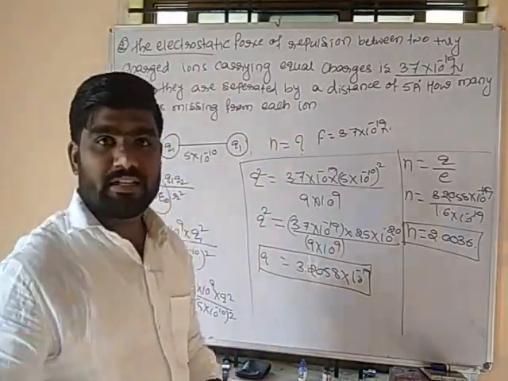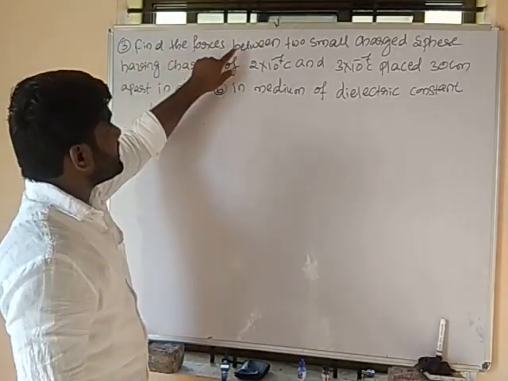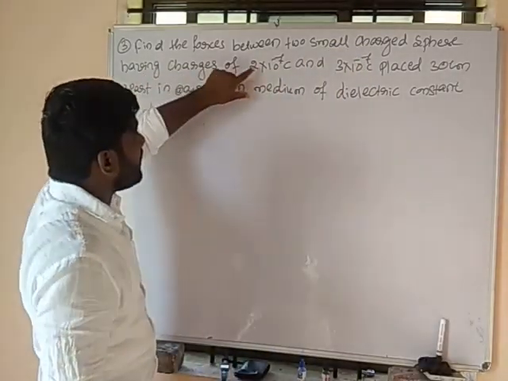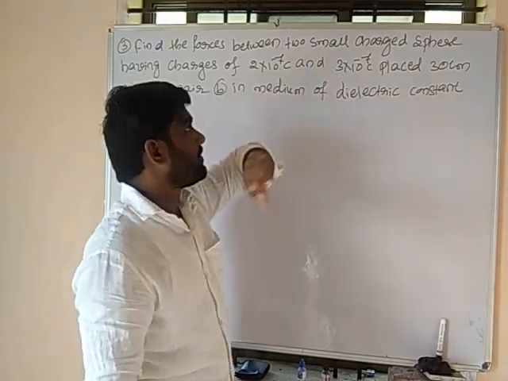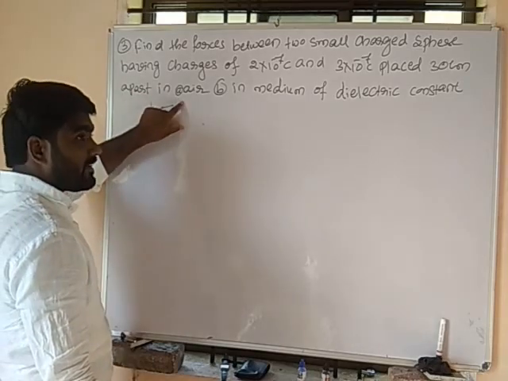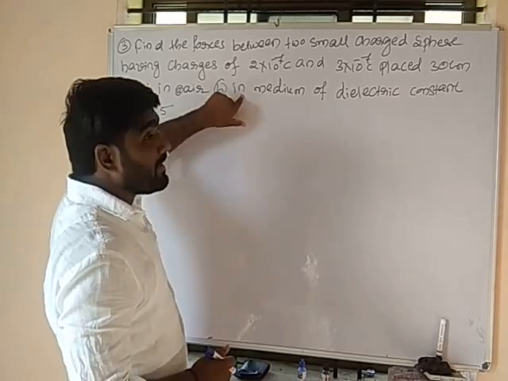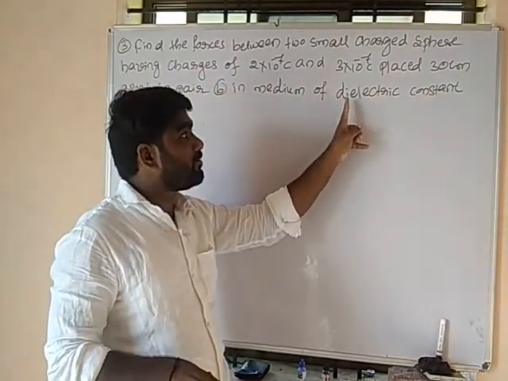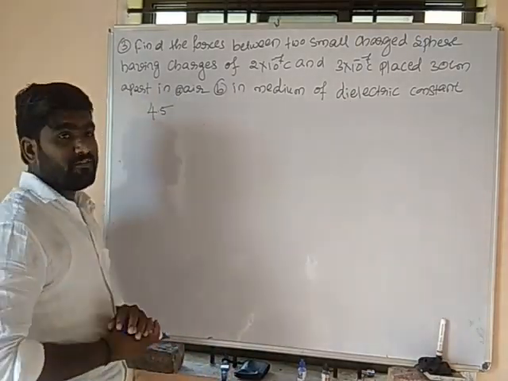Then next question. See the next question. Find the forces between two small charged spheres having the charges of 2 into 10 to the power minus 7 coulomb and 3 into 10 to the power minus 7 coulomb placed 30 centimeter apart in air. First of all, I want to calculate force in air. Then second one, in medium. Force in medium I want to calculate, but dielectric constant is given. How much is it? Epsilon r is given. It will be 4.5.